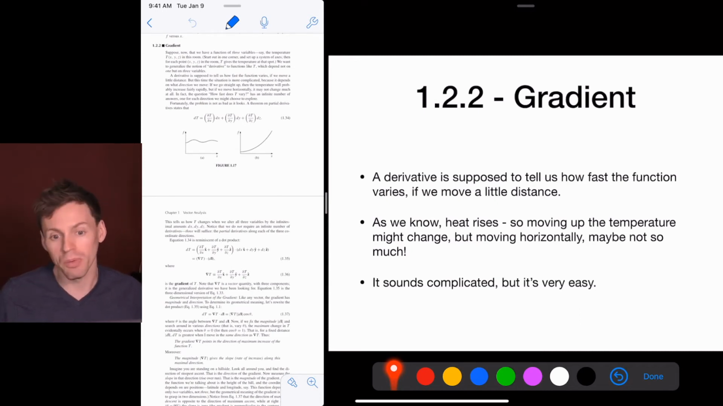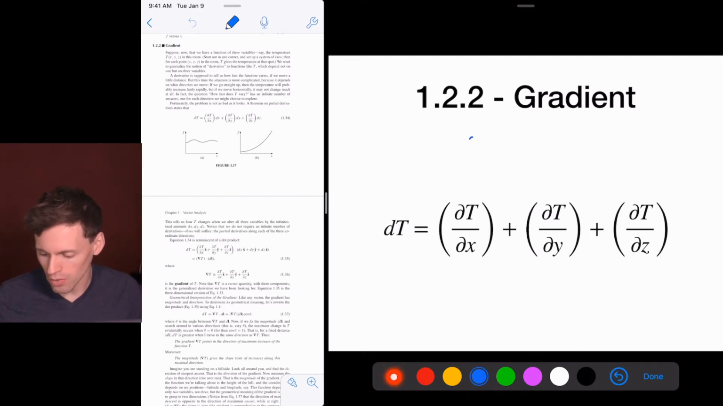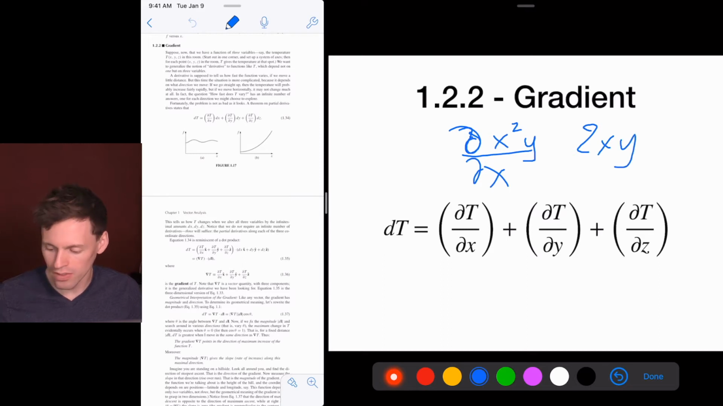So it sounds like it could be or should be complicated, but it's actually very easy. If you want to take the derivative of some function which depends on x, y, and z, you can just take the derivative of the function with respect to the x coordinate, add that to the derivative of the function with respect to y, and then add it to the derivative of the function with respect to z. So if you take the derivative of x squared y with respect to x, then you know this is 2xy. The derivative doesn't affect the y in there.